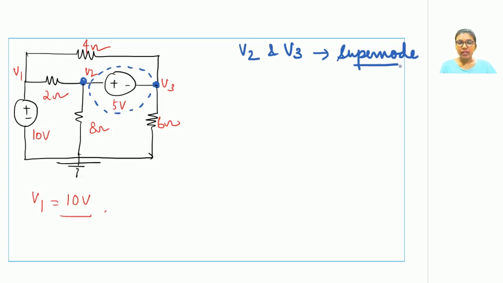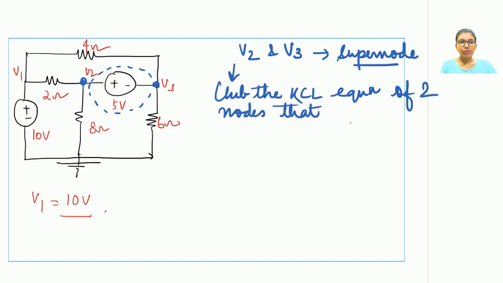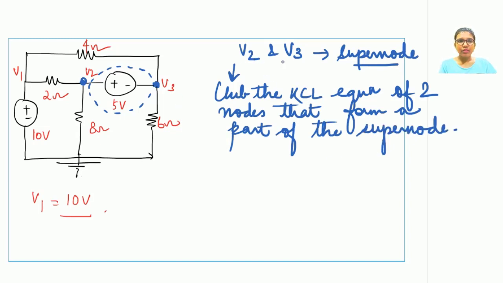Earlier, we used to write the KCL for one particular node. However, under a supernode condition, we have to club the equations of both the nodes forming a supernode. I'm writing that part over here. Club the KCL equations of two nodes that form a part of the supernode. So in our question, V2 and V3 form a supernode. So one is required to club the KCL equations of the branches connected to V2 and of the branches connected to V3 and form one single equation.